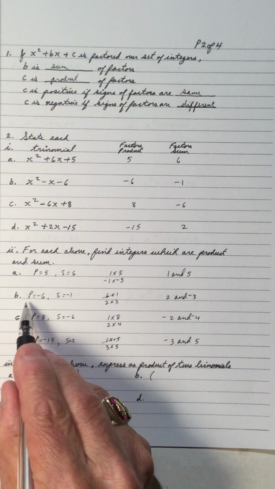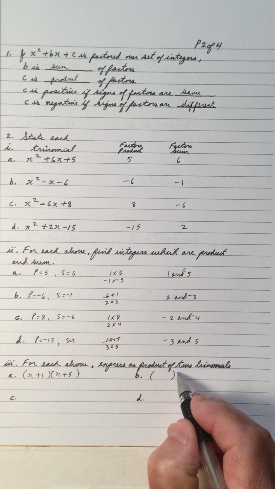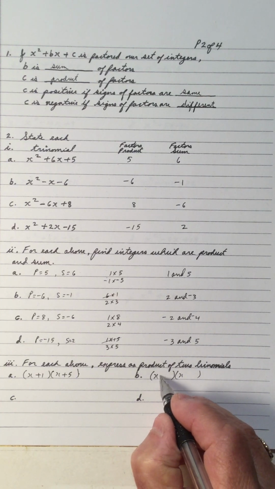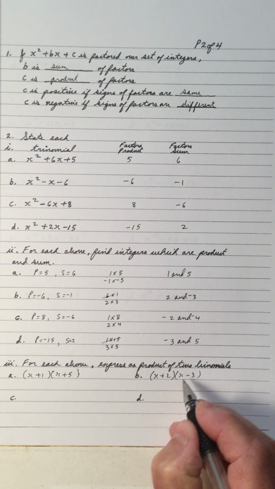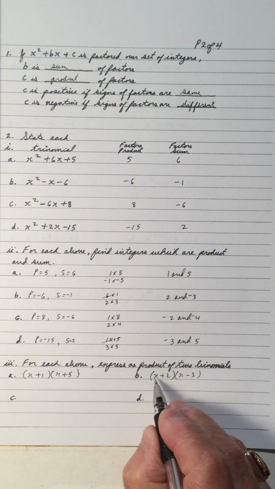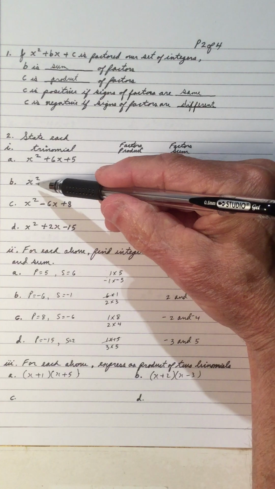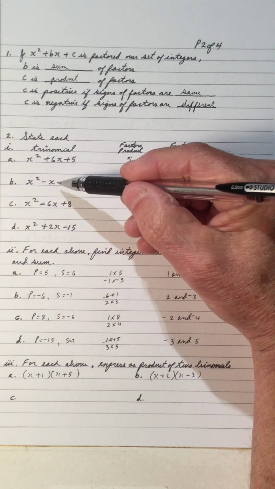B, which is right here, these are the factors. And it makes no difference which one you put first. It's x and x, plus 2 minus 3. Multiply. So if you did the FOIL on this binomial, you would come up with right here, x squared minus x minus 6.